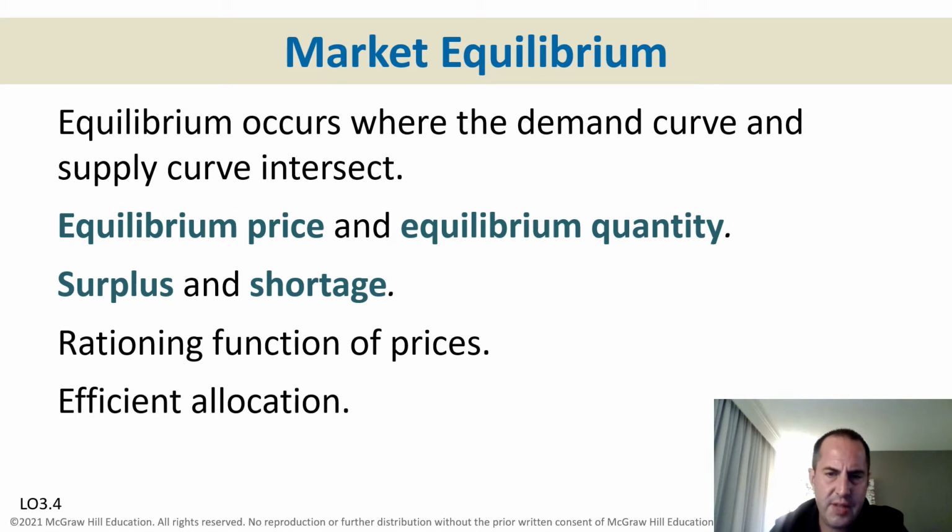Equilibrium occurs when the demand curve and supply curve intersect. That's the equilibrium price. That's where your inventory clears. It's also called the inventory clearing price. There's no surplus or shortage. You sold out completely by the time you closed. And that would be the most efficient allocation also.